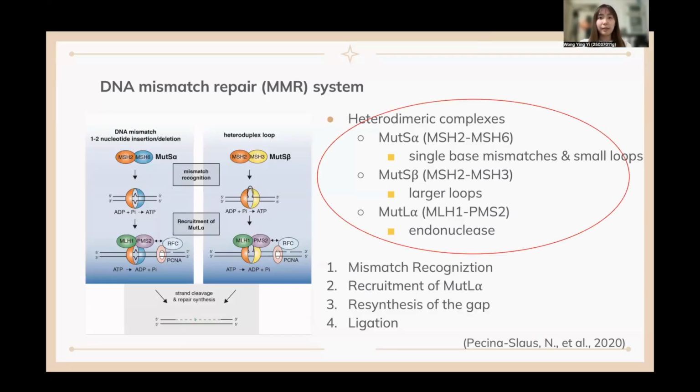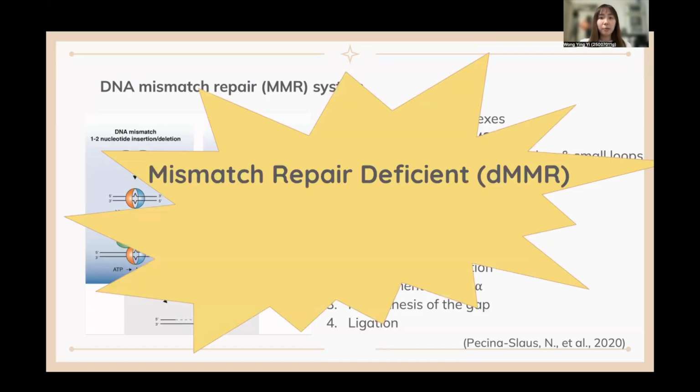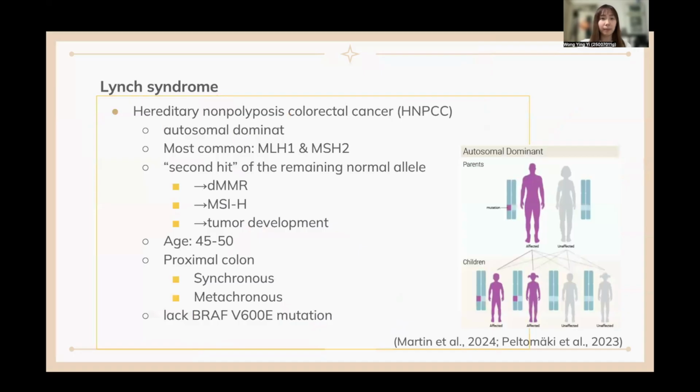Therefore, defects in any major MMR proteins lead to mismatch repair deficiency and increase the mutation rate about 100 to 1,000-fold compared to MMR proficient cells. This mutator phenotype leads to widespread alteration in microsatellite repeats across the genome, causing MSI. For the hereditary cases of MSI, see colorectal cancer.